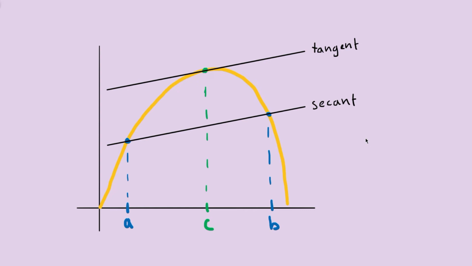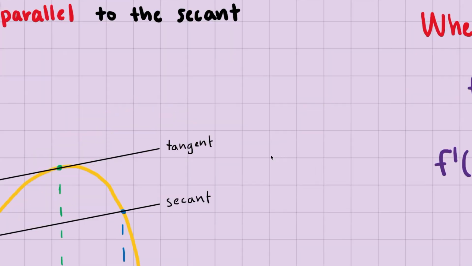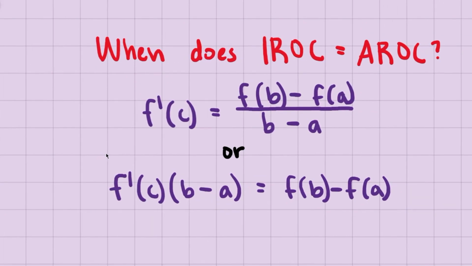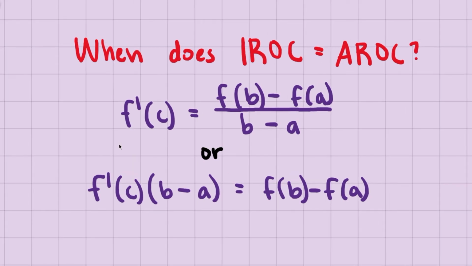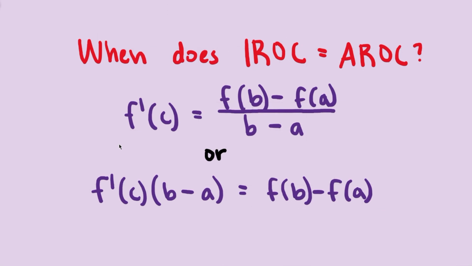So from this, we can kind of pull that if we have 2 parallel lines, right, what does that tell us about the slopes? We know that the slopes are equal. So if you've watched the previous video, you can kind of see where I'm going with this. We can use the fact that parallel lines have equal slopes to find the mean value theorem. So we set IROC equal to AROC, instantaneous rate of change equal to average rate of change. And these are basically finding the slopes of both lines. So IROC can be expressed as f prime at some value, right? Just the derivative at some point, which in this case is c.